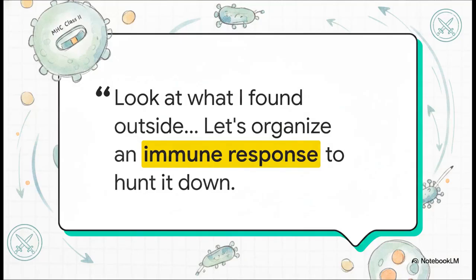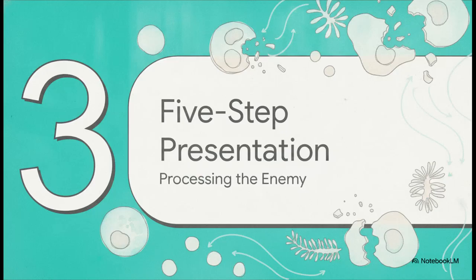If we could translate what this specific MHC Class II pathway is doing into a single urgent message, it would be this. The sentinel cell is essentially screaming, "Hey, look at what I found outside grazing in the tissue. Let's organize an immune response to go hunt it down." It is a frantic, high-stakes call to arms based on raw evidence pulled straight from the battlefield. Which brings us to part 3. The 5-step presentation, where we actually process the enemy.